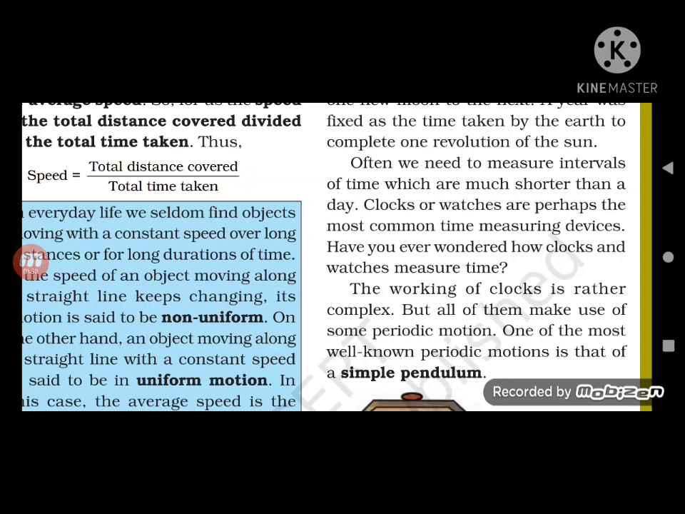So often we need to measure intervals of time which are much shorter than a day. So clocks or watches are perhaps the most common measuring devices. Have you ever wondered how clocks and watches measure time? The working of clocks is rather complex.